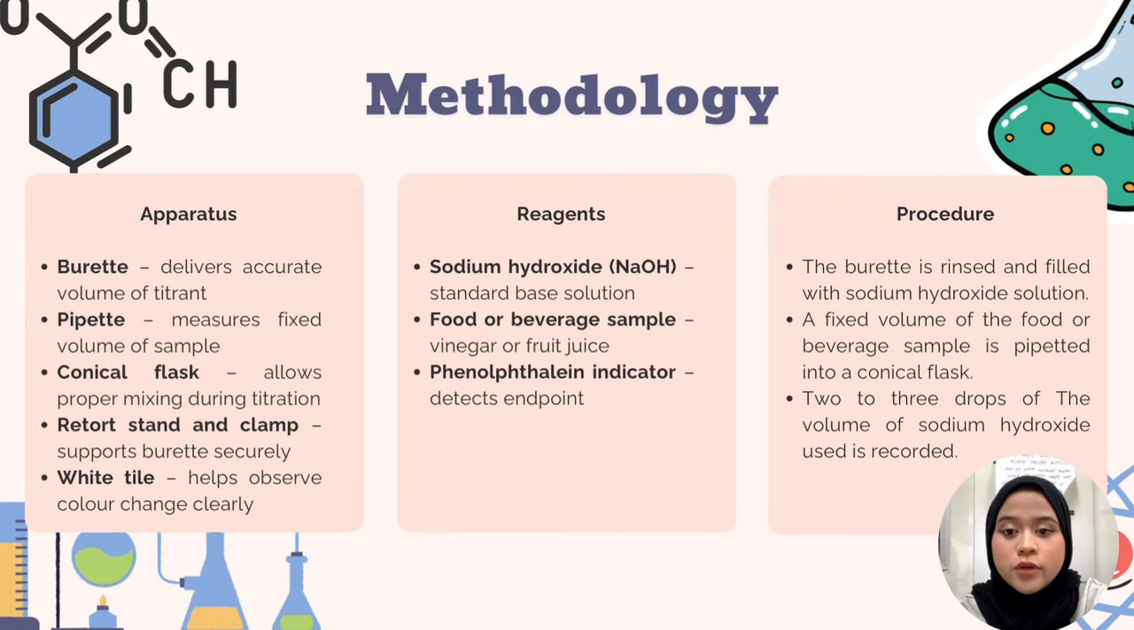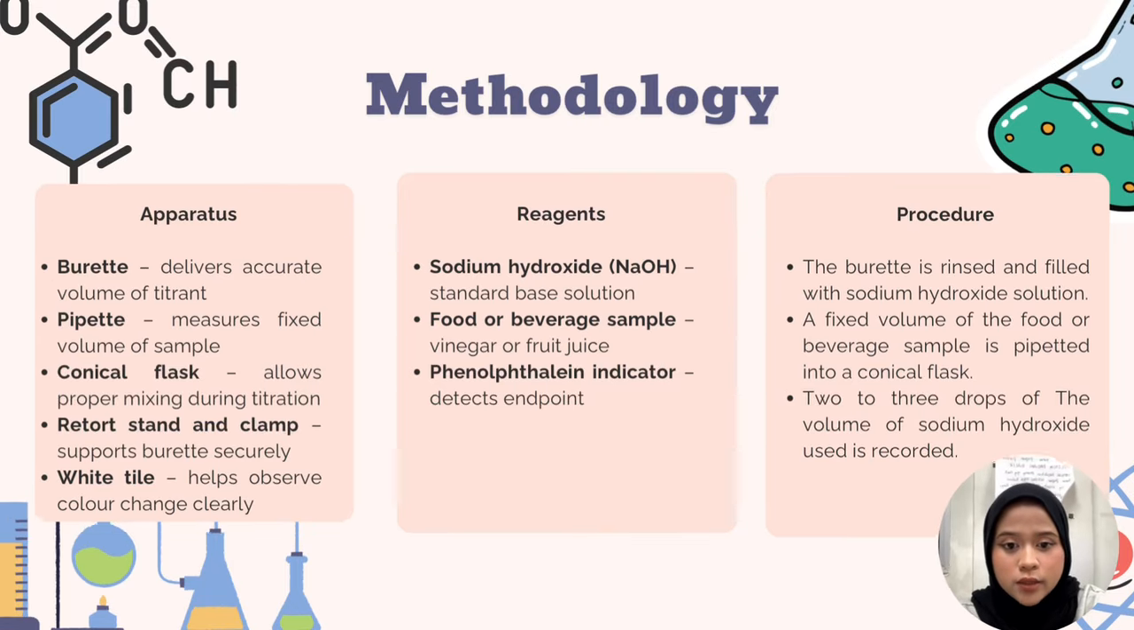For methodology, we have three parts, which are apparatus, reagent, and procedure. For apparatus, we have used a burette, pipette, conical flask, retort stand and clamp, and white tile. For reagent, we have used sodium hydroxide as the standard base solution, a food or beverage sample, which is vinegar or fruit juice, and an indicator to detect the endpoint. For procedure, we have used a burette, rinsed and filled with sodium hydroxide solution, and a volume of the food or beverage sample is pipetted into a conical flask. Two or three drops of indicator are added, and the volume of sodium hydroxide used is recorded.